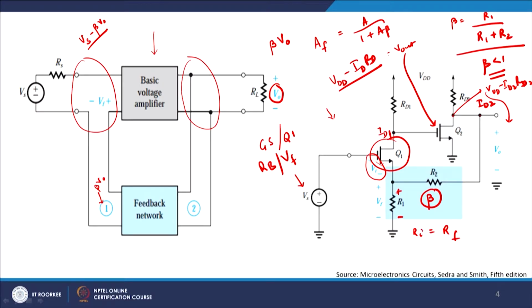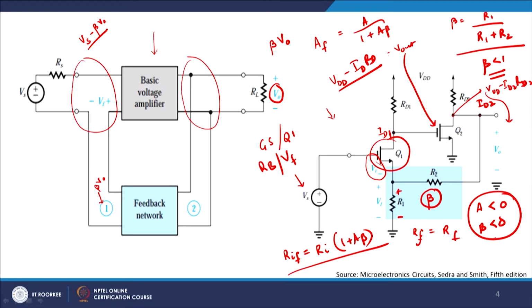So, with feedback RF, if I want to find out RIF, which is the input impedance with respect to feedback, I get, without feedback, RI times (1 plus A beta) as the increase in the input impedance. In this case, you will see that this is negative feedback, primarily meaning that A is less than 0, beta is also less than 0. So, when you multiply both of them, you get a positive sign, and therefore, you will get a negative feedback.